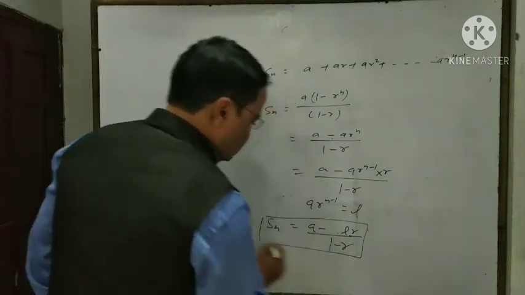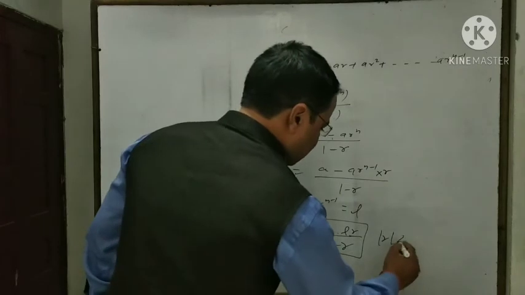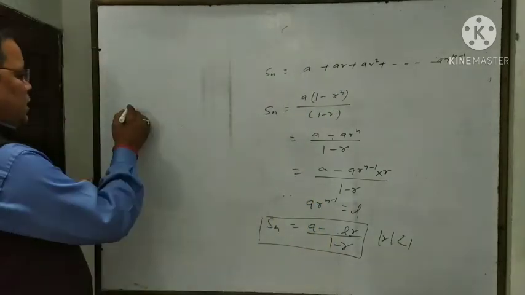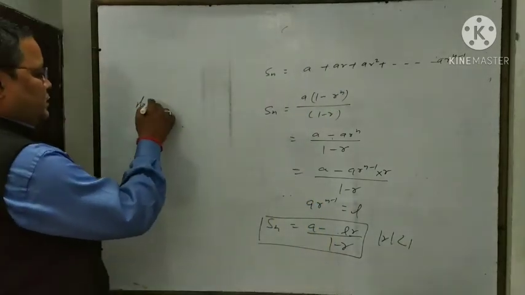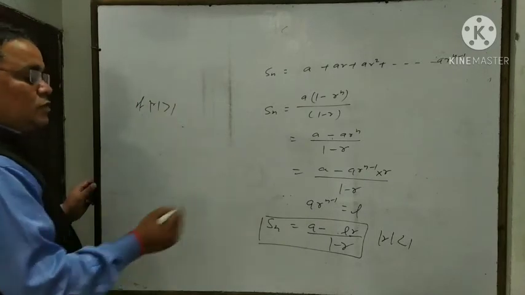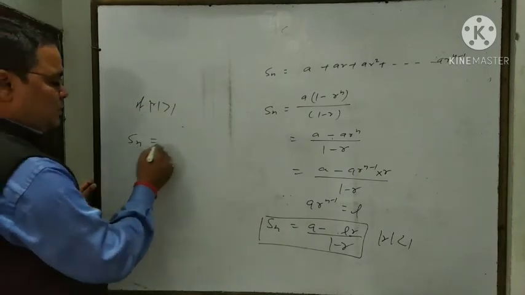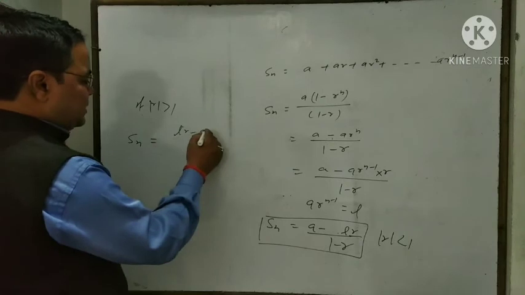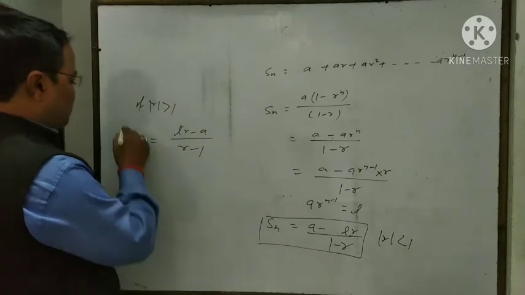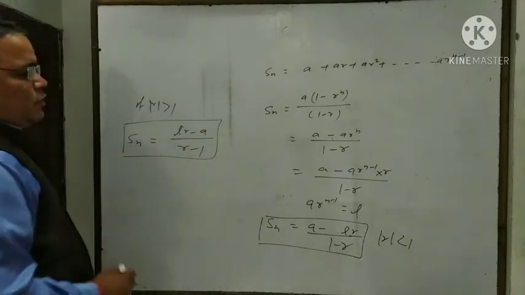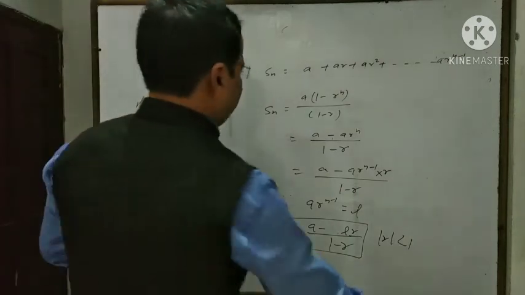This is the condition when the value of r is less than 1. But when the value of r is greater than 1, then using the last term we can find the sum of n terms is equal to lr minus a upon r minus 1. In this way, we can find near about 4-5 formulas.